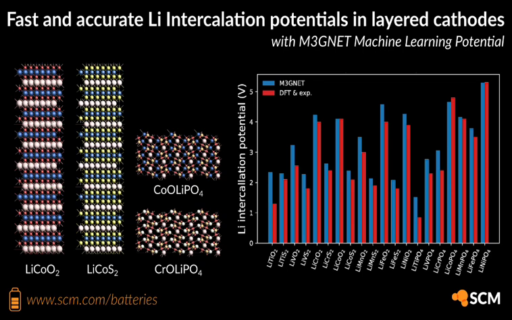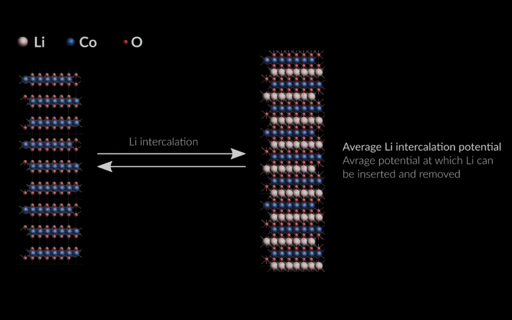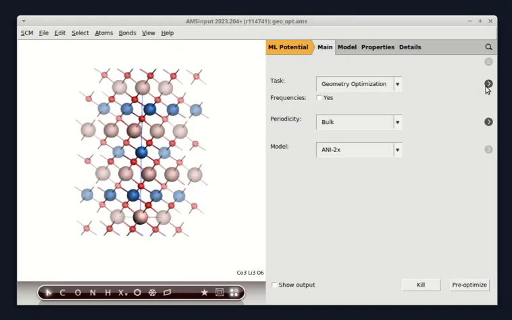In today's Tip of the Week video, we'll take a peek at how to screen lithium intercalation potentials for different lithium insertion materials in a fast and accurate way using the new M3GNet machine learning potential in ARMS.